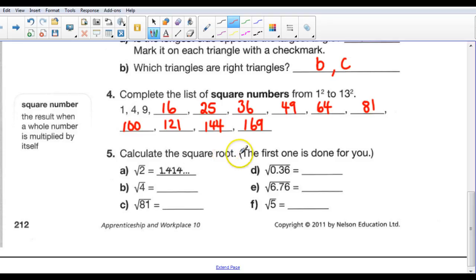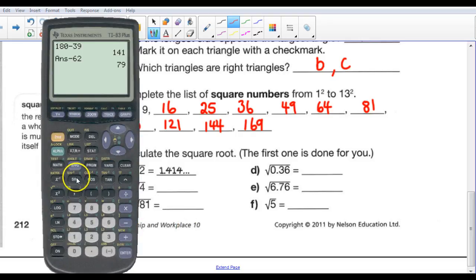Okay, so it says calculate the square root. The first one is done for you. So the square root, you should have a calculator that's got the square root symbol. If you don't know where that is, if you look on here, you can see that there it is right there on mine. Okay, and for me to get the square root, I have to make sure I hit the second function button to get that.